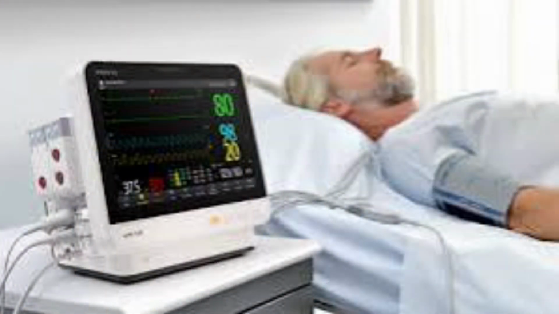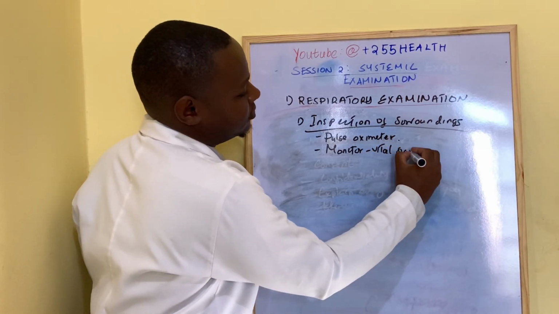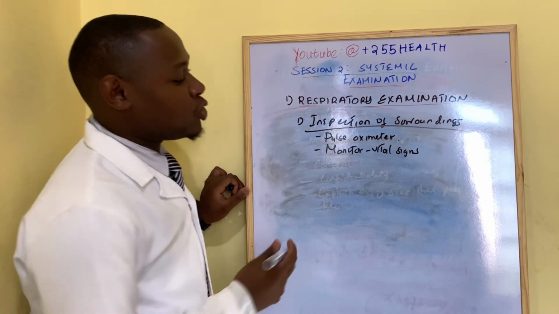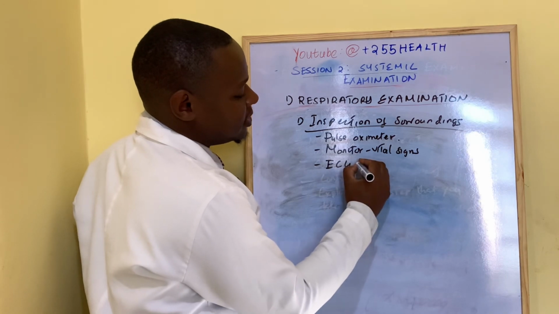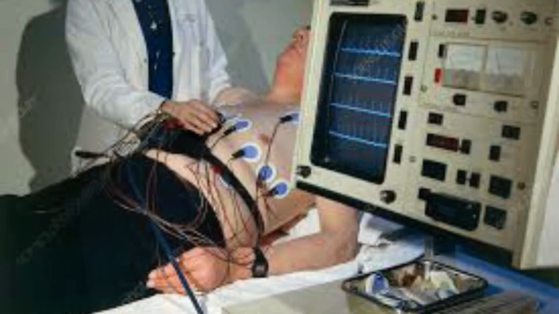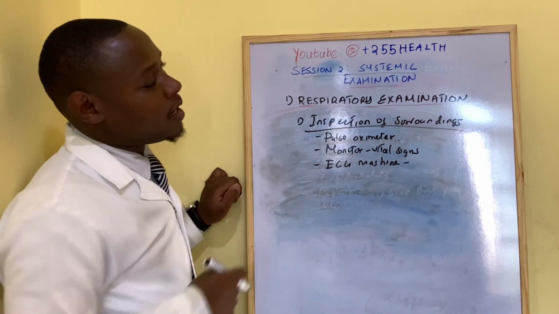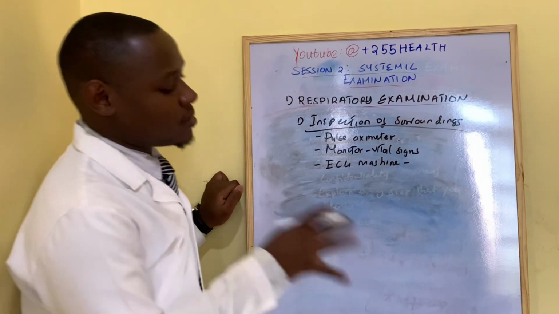Some of them may be put on a monitor, which shows all the vital signs. So sometimes some of the vital signs can actually be alarming to you, and you can take good note of that. And you can find some bedside equipment like an ECG machine. So maybe this can tell you that this patient is also having cardiovascular causes which can affect the respiratory system.